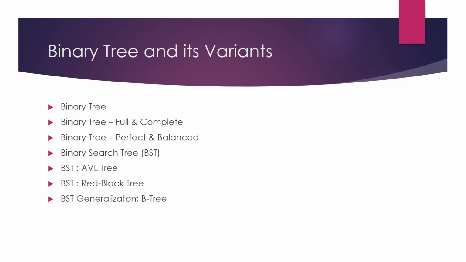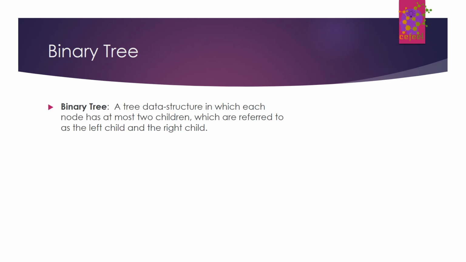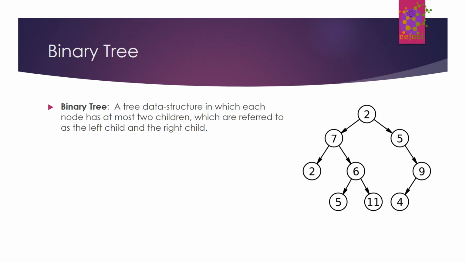So let's move ahead. So what is a binary tree? We have already seen what a tree or what a tree data structure is. So binary tree is a special kind of tree where every node has at max 2 children. It might have 1 child, it might have 2, or it may not have any children. And sometimes we also call them a left child or a right child.